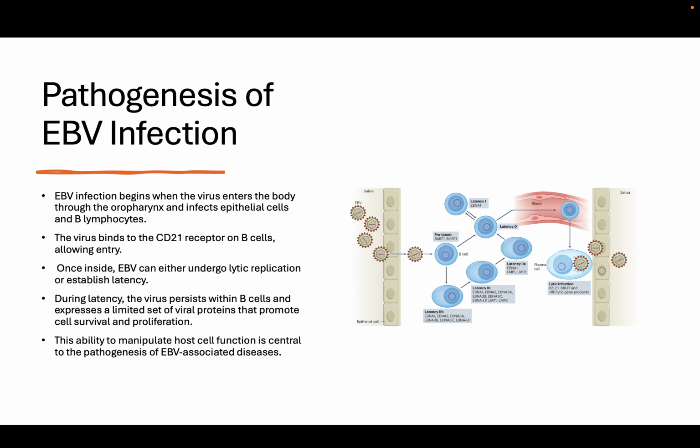There, it can promote cell survival and proliferation. It can really mess up the B cells' proliferation signaling and stop their apoptosis. This can cause Burkitt's lymphoma, which, as we said, is a type of cancer of your B cells.